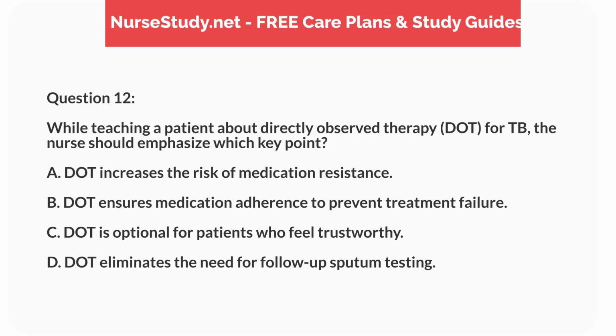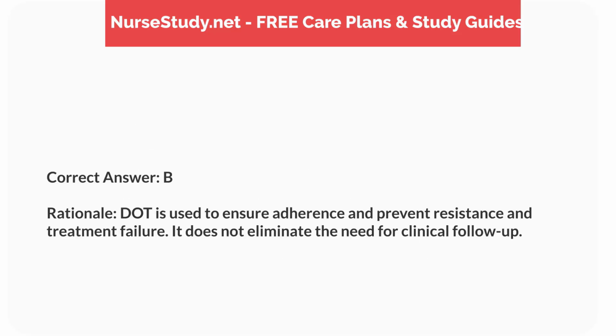Question 12. While teaching a patient about directly observed therapy, DOT, for TB, the nurse should emphasize which key point? A. DOT increases the risk of medication resistance. B. DOT ensures medication adherence to prevent treatment failure. C. DOT is optional for patients who feel trustworthy. D. DOT eliminates the need for follow-up sputum testing. Correct answer, B. Rationale: DOT is used to ensure adherence and prevent resistance and treatment failure. It does not eliminate the need for clinical follow-up.